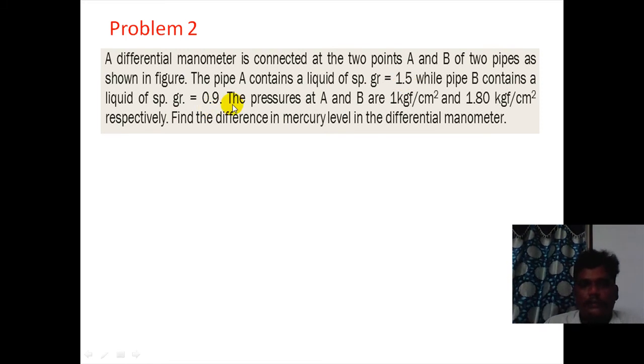And here the pressures at A and B: pipe A pressure is 1 kilogram force per centimeter square, and pipe B pressure is 1.8 kilogram force per centimeter square, respectively. Find the difference in mercury level in the differential manometer. We have to find out the mercury level, that is H.